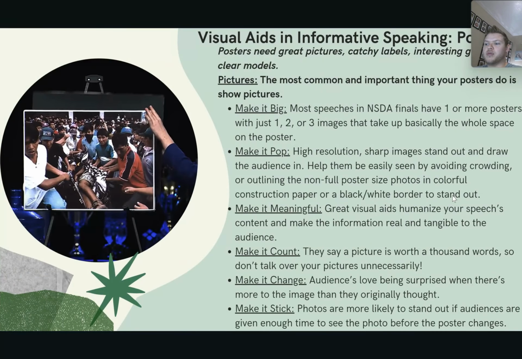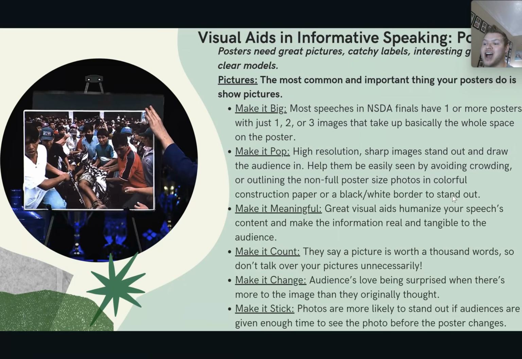Next, with posters, we've got to think about pictures, which are the most common things to include on your posters. So with pictures, here are my tips. Make it big. Most speeches in NSDA finals have one or more posters with just 1, 2, or 3 images that basically take up the entire space of the poster. Some posters do have collages or textual elements with 4 to 6 small or medium-sized photos.